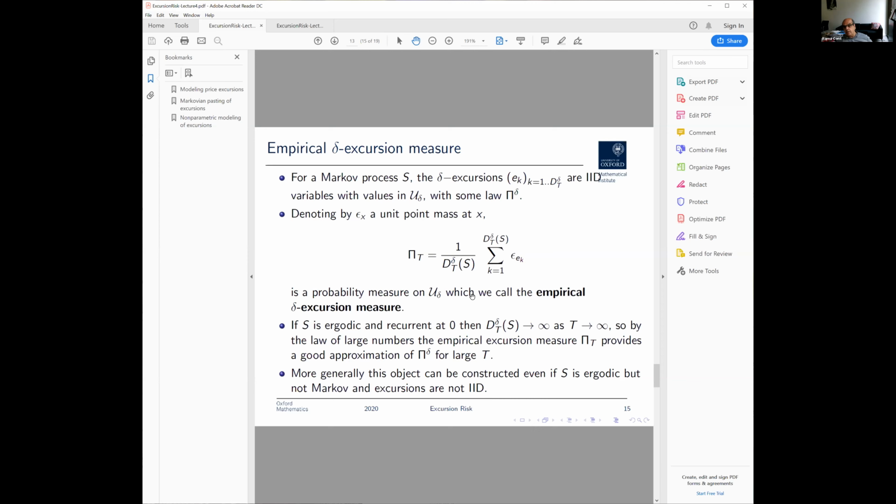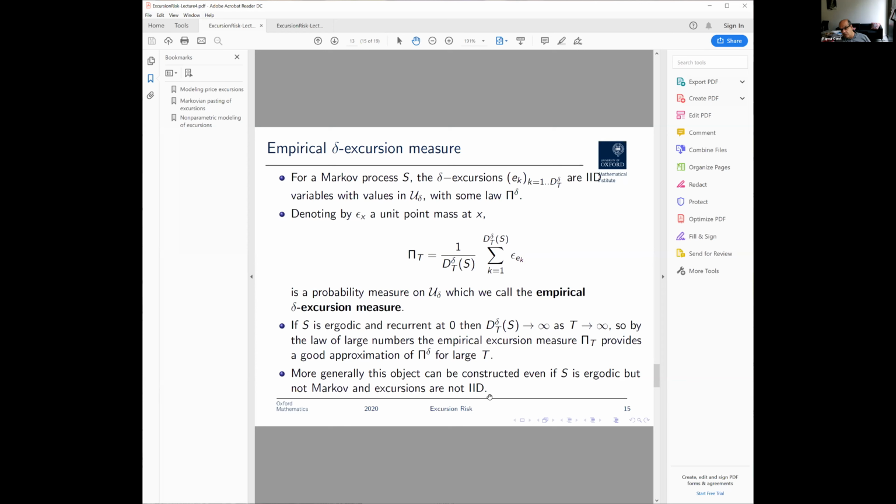And this is important because, as you saw, many of the examples we considered in the first lectures were fractional processes. So we look at the fractional Ornstein-Uhlenbeck model, which is used for volatility and so on. These are not Markov processes, but they are ergodic, and they're known to have recurrent properties. So these processes fall into this class, but they're not Markov.